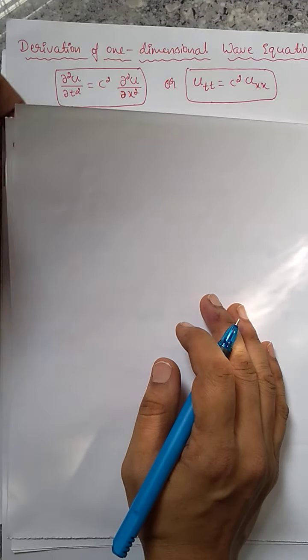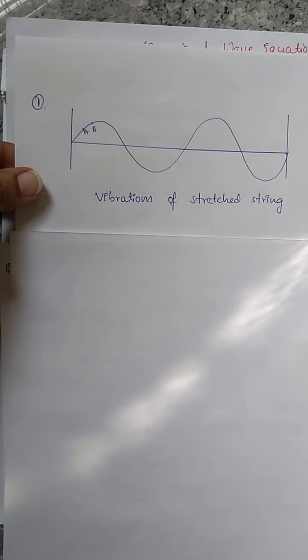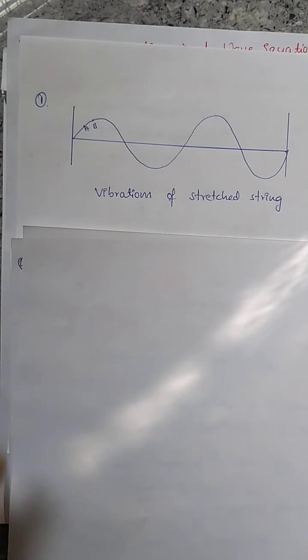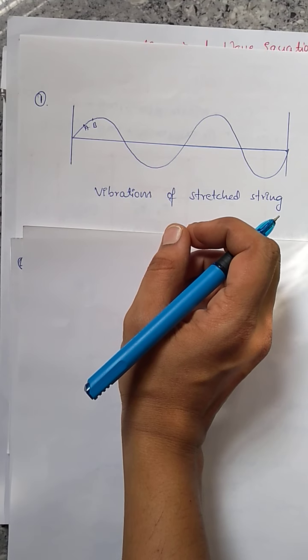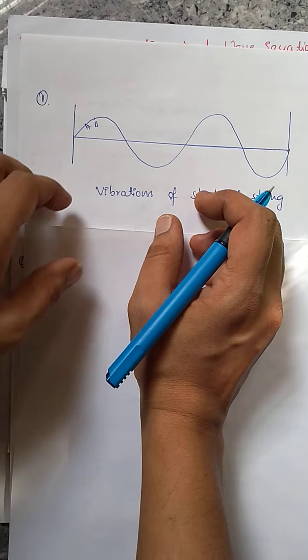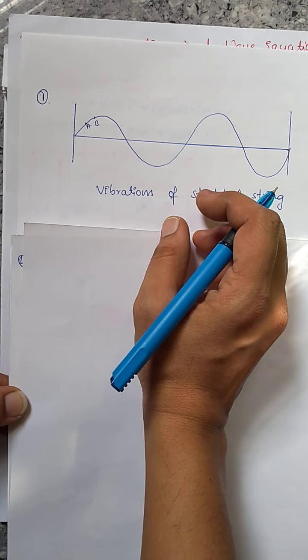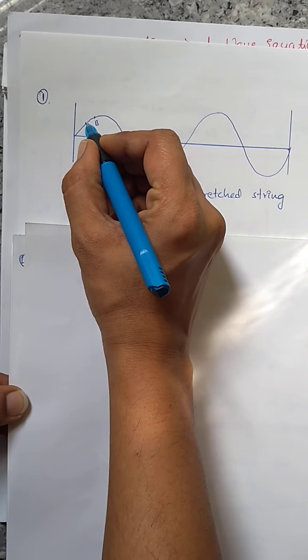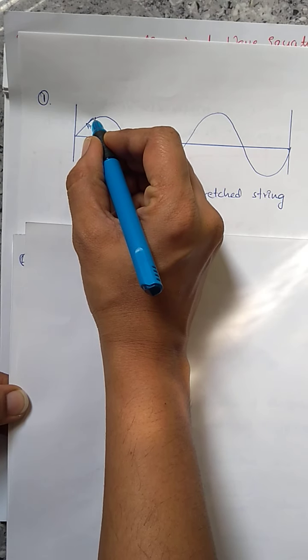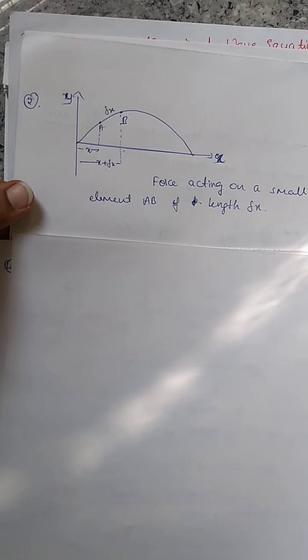Consider a stretched string. Hold it and release it. Here the string is vibrating like this, upward and downward. To derive the one-dimensional wave equation, I consider a small element of the displacement. The small segment is AB. I am going to explain by diagram.